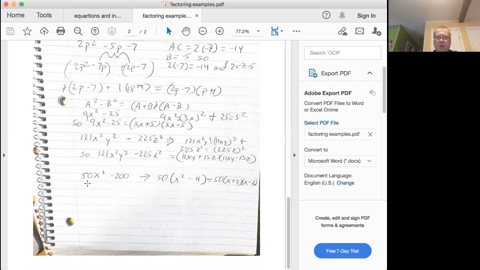This last one, 50x squared minus 200, is not the difference of squares, at least not yet. Now, I always look when I'm factoring to see if I can factor out a greatest common factor. In this case, I can factor out 50 because 50 is here, and this is 4 times 50. So let's factor out the 50. That gives us x squared minus 4. What's left here is the difference of squares. I squared x here, and I squared 2 here. So that means I have an x and a plus 2, and an x and a minus 2 when I factor this part. Hopefully this helped.